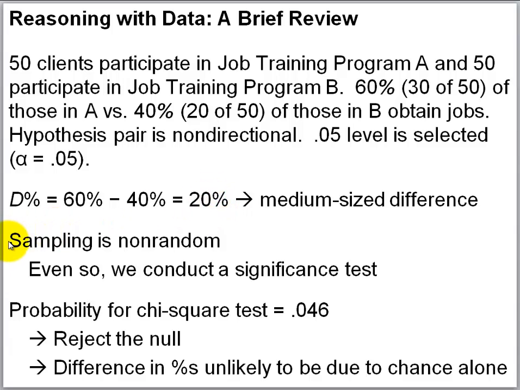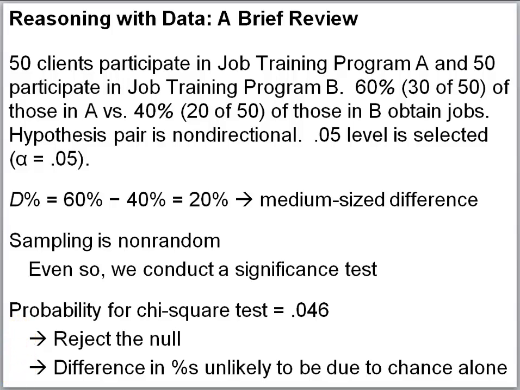Now, there's no mention in our description above of random sampling. Even though our sampling is non-random, we are going to go ahead and conduct a statistical significance test. So we've got two categorical variables, A versus B, and obtain job versus do not. So our test is going to be a chi-square test, and with this data, the chi-square test yields a p-value of 0.046. This is less than our selected significance level of 0.05, and therefore we reject the null.